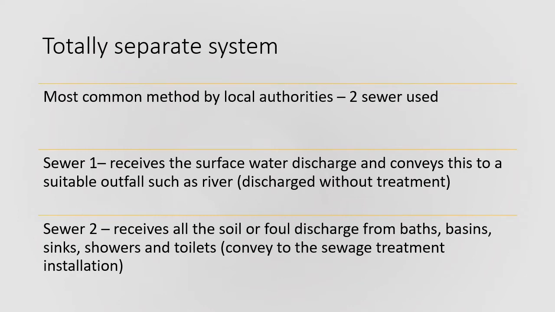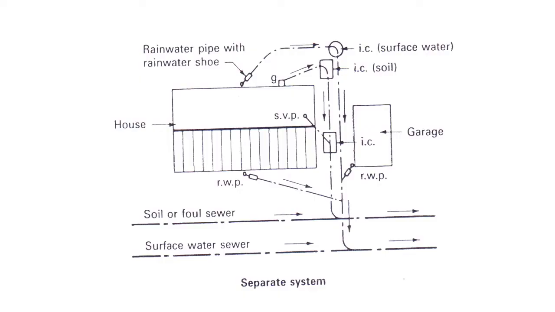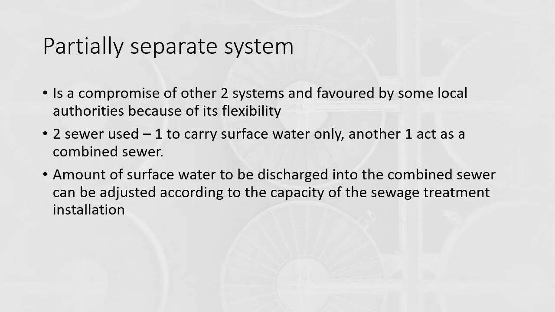Apa-apa sanitary fittings yang you ada dekat dalam toilet tu lah, and convey to the sewage treatment plant. In accordance to the illustration, the rainwater pipe will discharge to surface water sewer, and for the soil and vent pipe yang datang dari toilet akan pergi dan ke soil and fall sewer.